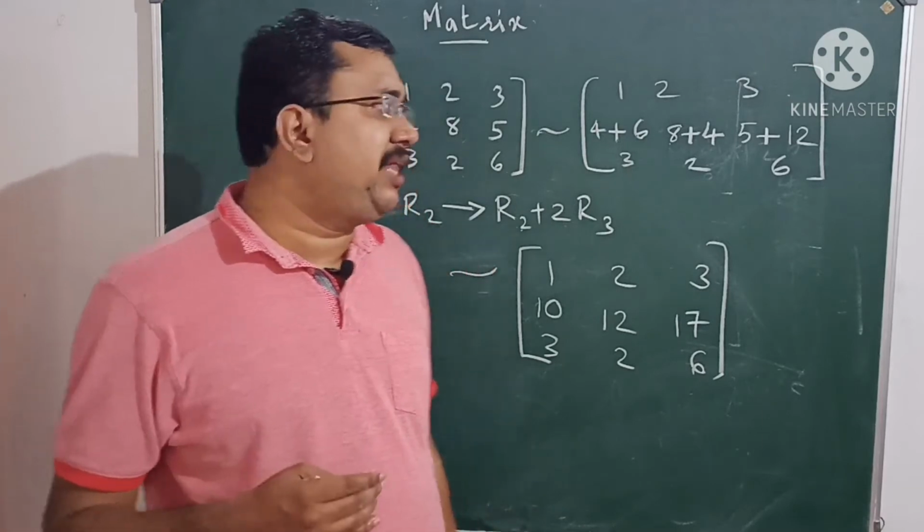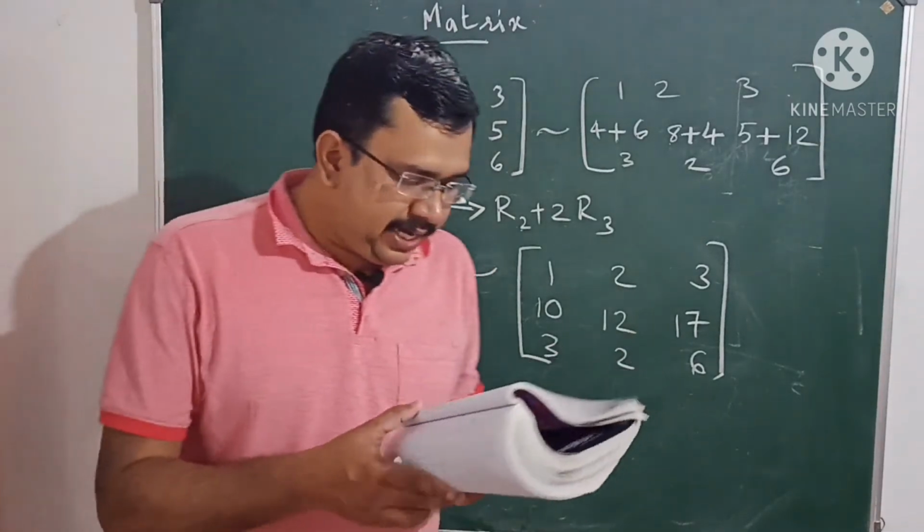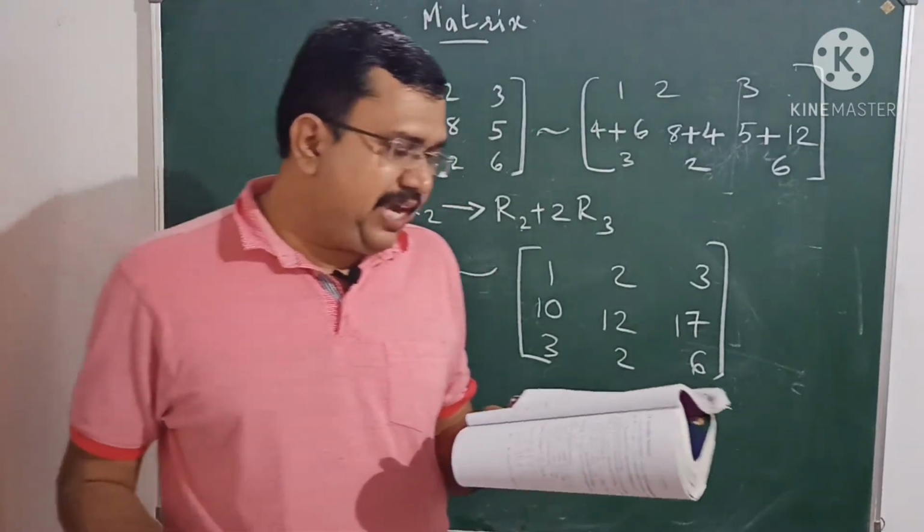That is our third elementary row operation. I repeat, the multiplication of the elements in a row.